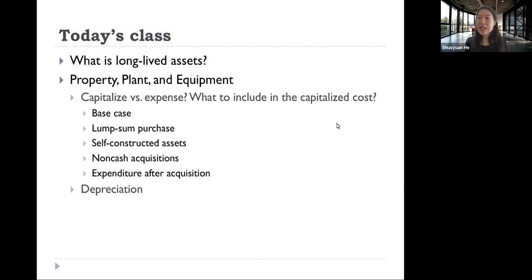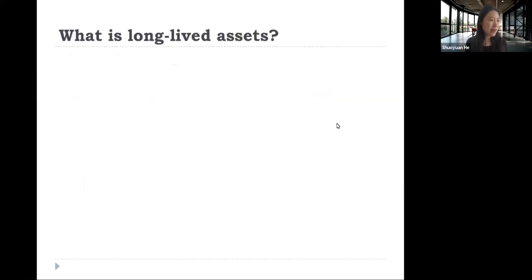So in today's class, we're going to talk about the first two major accounting questions: to capitalize or expense, what to include in the capitalized cost, and how to calculate depreciation. We're going to talk about the third major accounting question, how to recognize impairment, in the next class. So let's get started. First of all, what is a non-current asset?